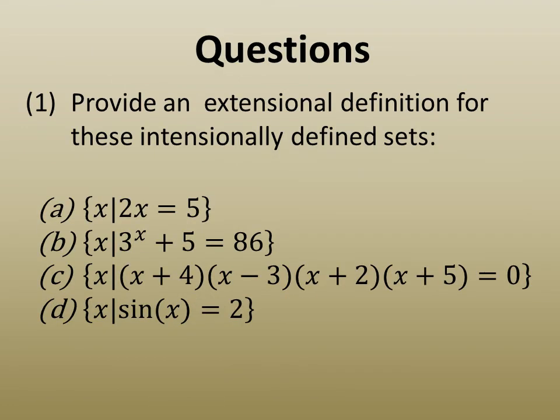Question 1. Provide an extensional definition for these intensionally defined sets. Part A. The set of all x such that 2x equals 5. Part B. The set of all x such that 3 to the x plus 5 equals 86. Part C. The set of all x such that (x plus 4)(x minus 3)(x plus 2)(x plus 5) equals 0. Part D. The set of all x such that the sine of x is equal to 2.